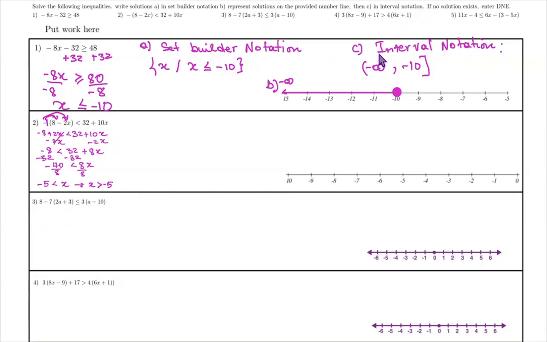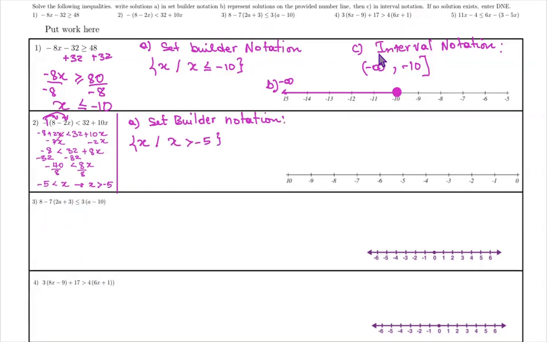First, we can see the set builder notation. So that is the set of all x values such that x is greater than -5, right?